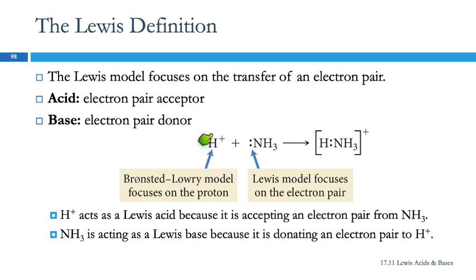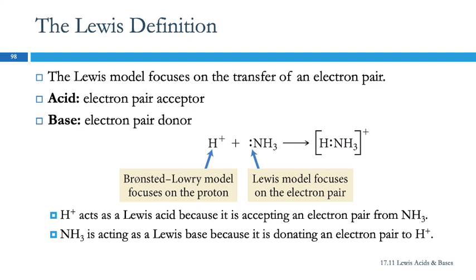Here's this proton with no electrons. Here's the nitrogen, has a lone pair. We can think of the nitrogen as being very generous and saying, oh, you poor little thing, here, I'll share my electrons with you so you don't have to be alone, right? So both of these electrons in this bond came from nitrogen. Nitrogen is donating electrons to the hydrogen. A base is an electron pair donor. An acid is an electron pair acceptor.